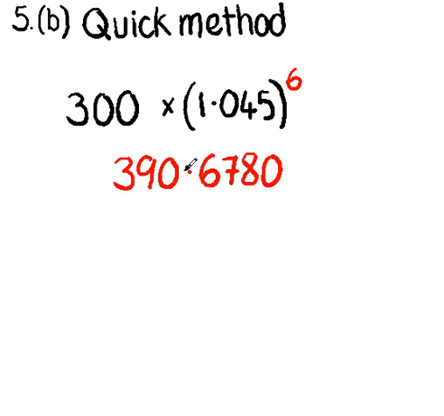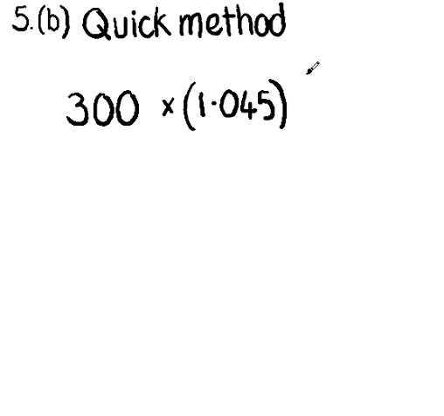Through a process of trial and error, trying some different numbers up here, that would lead us to trying 300 multiplied by 1.045 to the power of 16, and that would give us an answer of 606.7110.